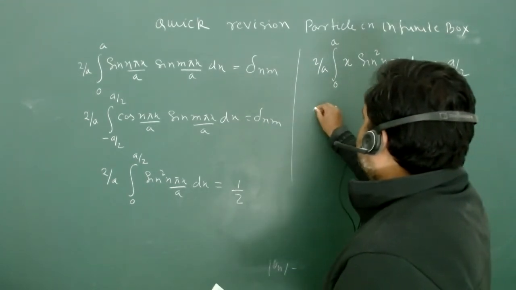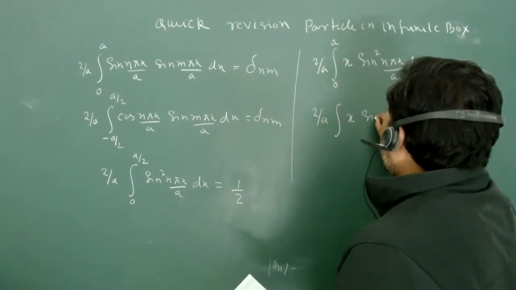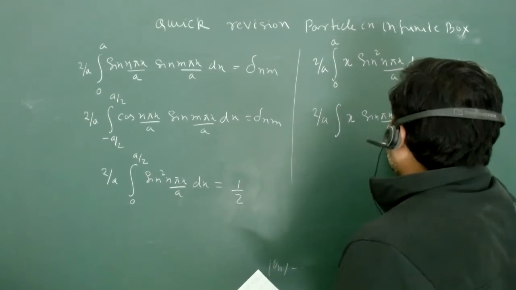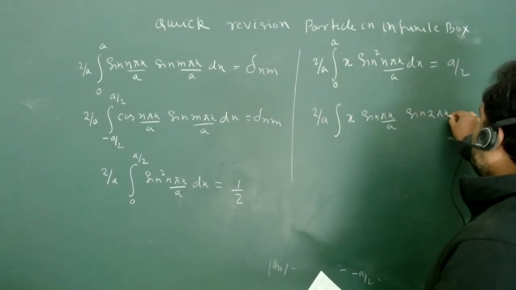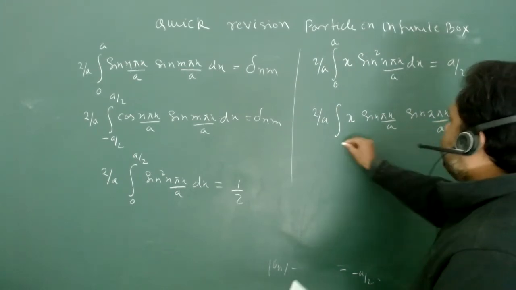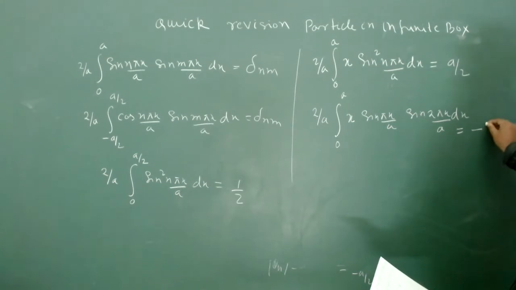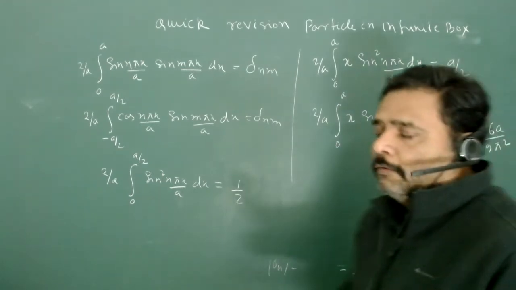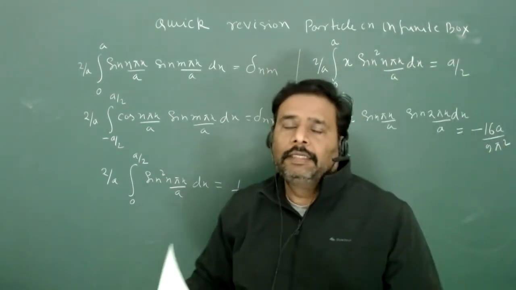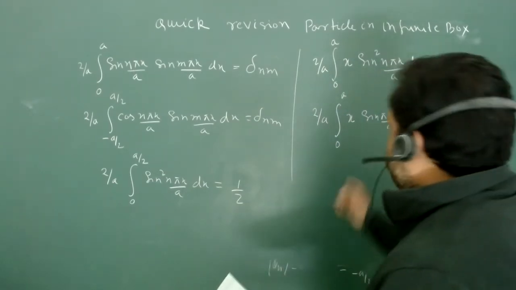And again, this integration is also important: x sine pi x upon a and sine 2 pi x upon a dx between 0 to a, and this value is equal to minus 16a upon 9 pi square. So this integration is very important. When you have a cross term in finding the average value of x, then you have to use this type of integration.